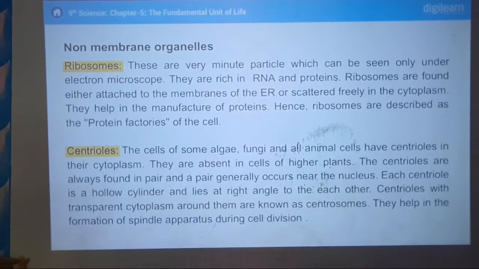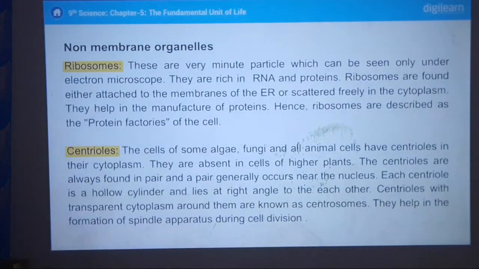Centrioles. The cells of some algae, fungi, and all animal cells have centrioles in their cytoplasm. They are absent in cells of higher plants. The centrioles are always found in pairs, and a pair generally occurs near the nucleus. Each centriole is a hollow cylinder and lies at right angle to each other. Centrioles with transparent cytoplasm around them are known as centrosomes. They help in the formation of spindle apparatus during cell division.